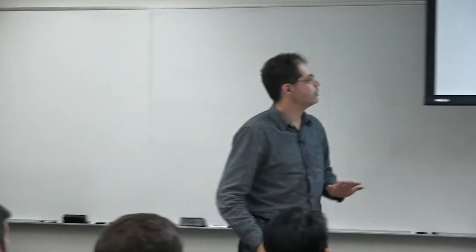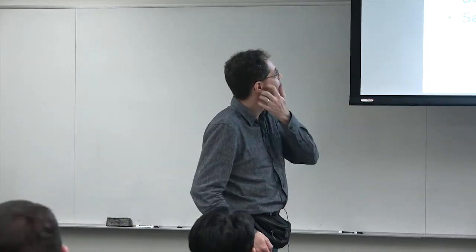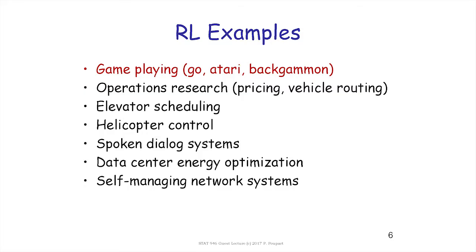So this should be fairly straightforward. Now, there's lots of examples where reinforcement learning can be used and has been used. So today I'm going to talk about the game of Go. In terms of playing games where there's a sequence of actions and some uncertainty, reinforcement learning becomes very useful. But in terms of industrial applications, there's lots of examples starting in operations research.